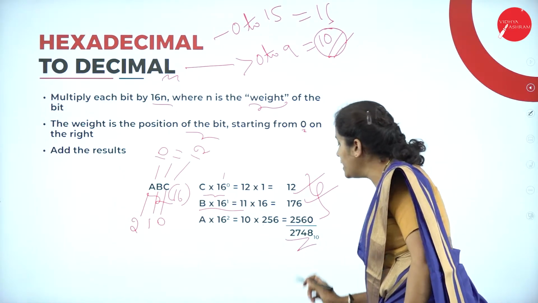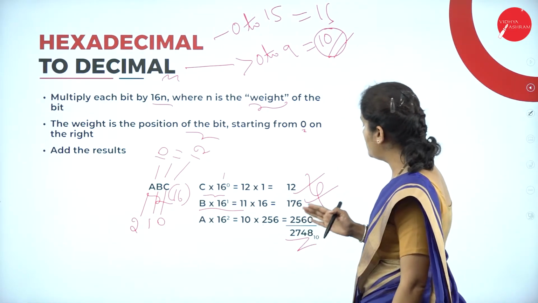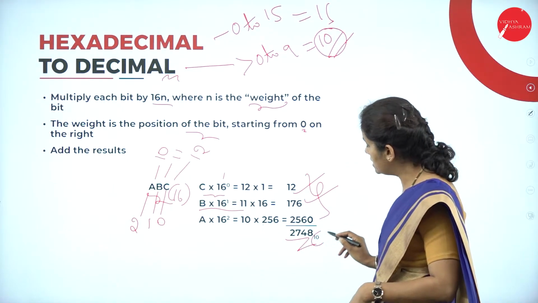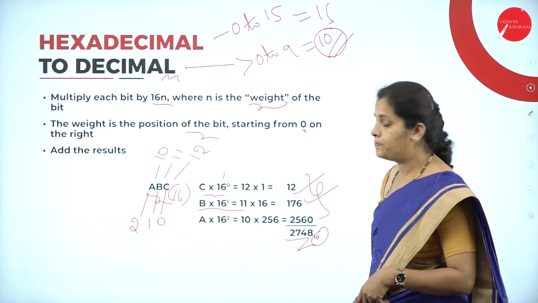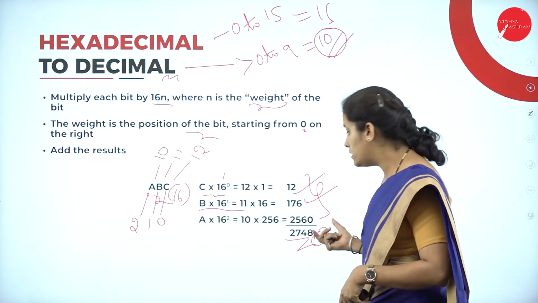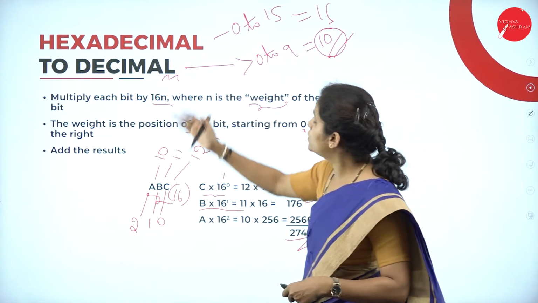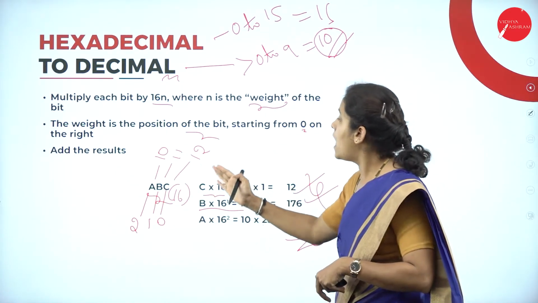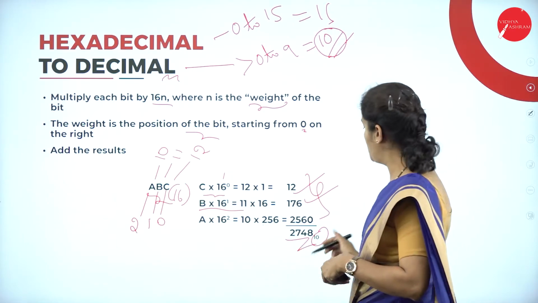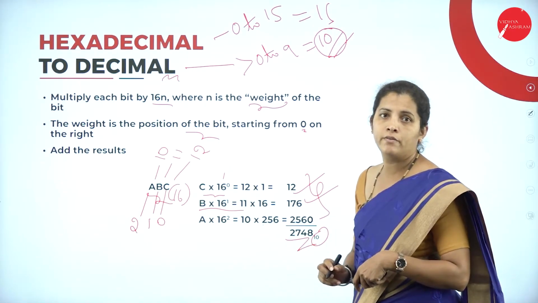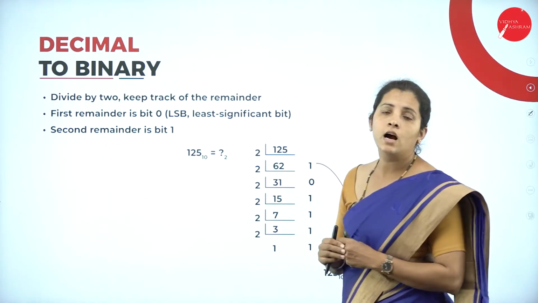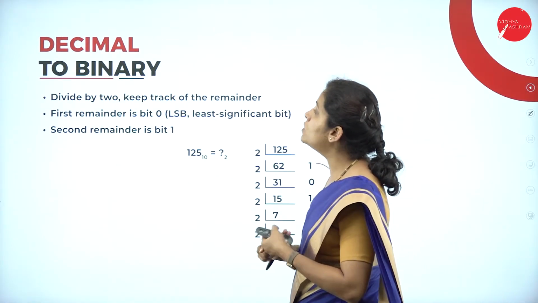Now I'm going to add all these values together. So I'm going to get 2748. Now I want to write the base. So it is decimal conversion. So I'm going to write 10. So the actual value, what it is, hexadecimal value ABC. After converting ABC, I'm going to get 2748 decimal value.